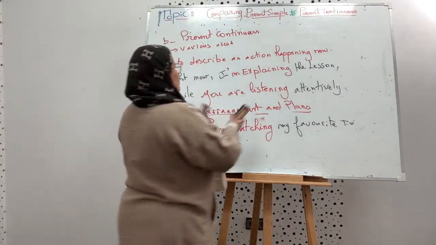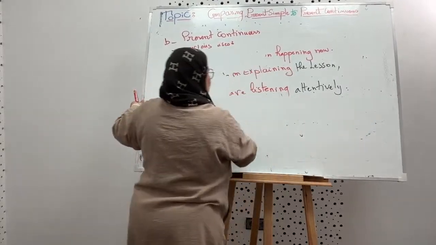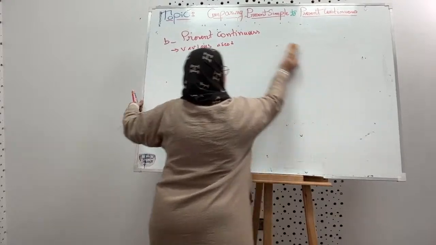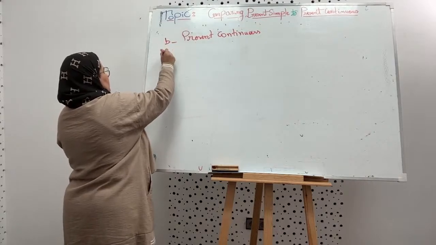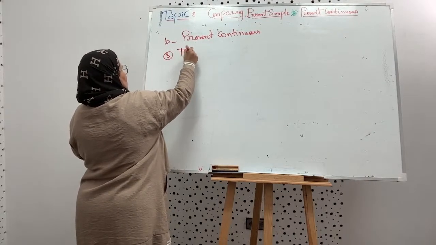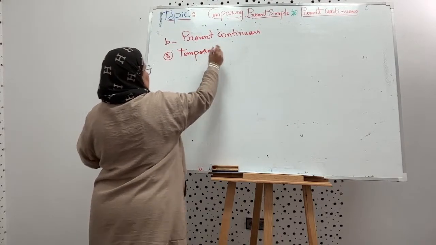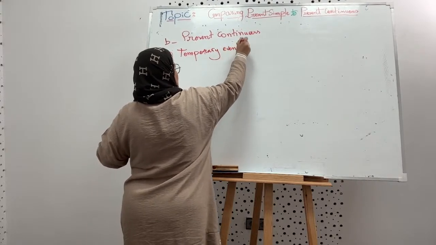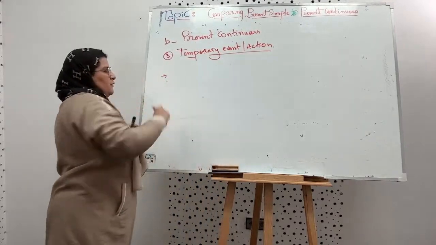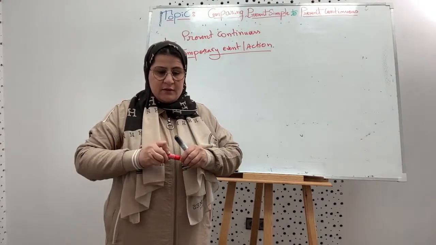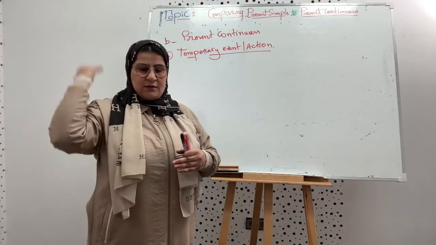For example, and this is the last case, talking about temporary events or temporary actions. Okay, C or 3, temporary event or action. For example, we can say that he always sits in the front rows, but actually, or right now, he is sitting at the back rows.